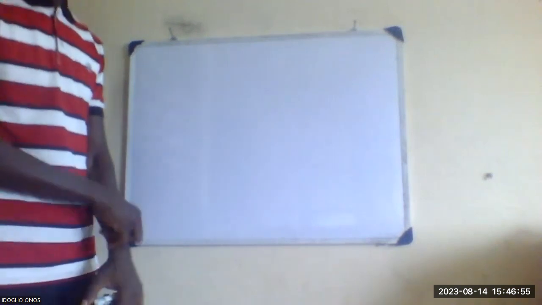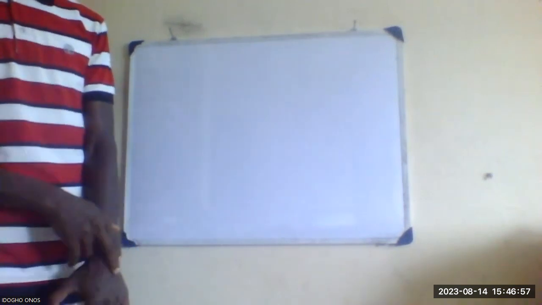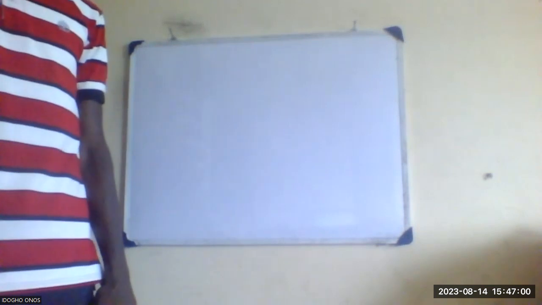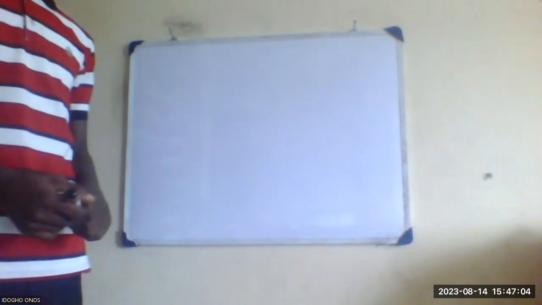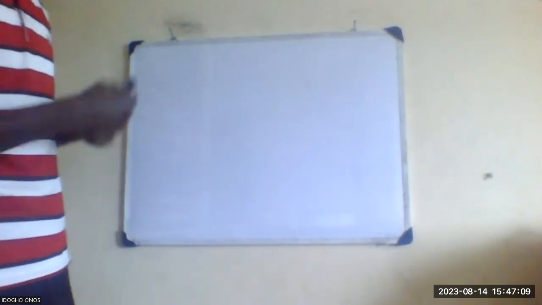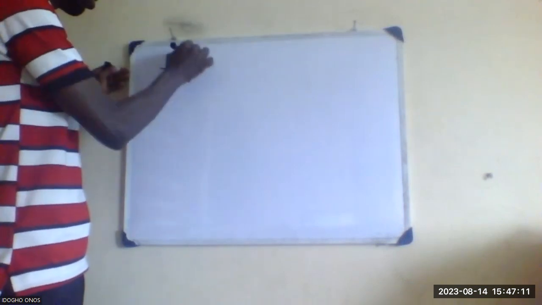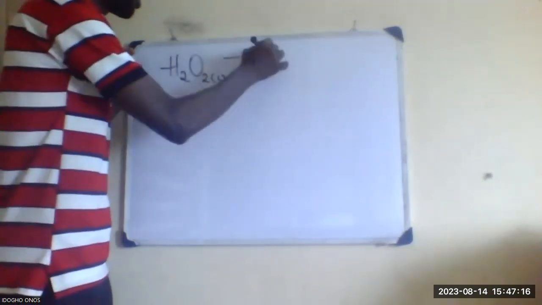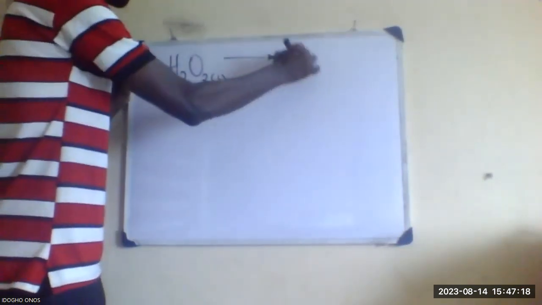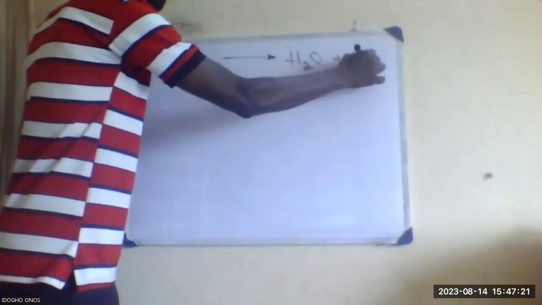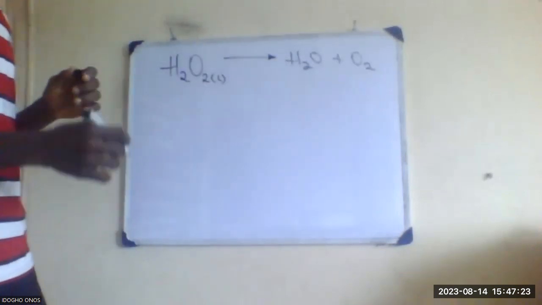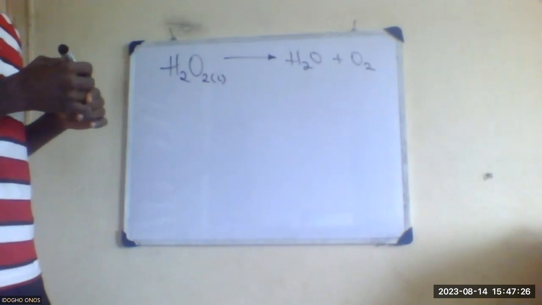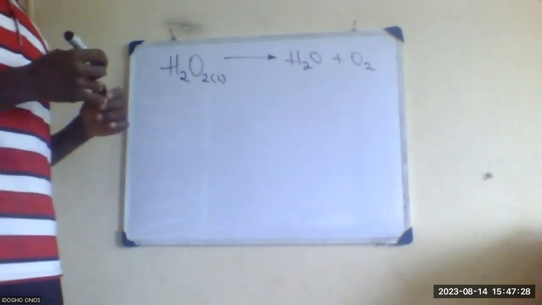A very good example of such reactions is the decomposition of hydrogen peroxide. So in case I give the students this example, decomposition of hydrogen peroxide. What's the formula for hydrogen peroxide? H2O2. It is a liquid. When it decomposes, I will get H2O and O2. Is this equation balanced?